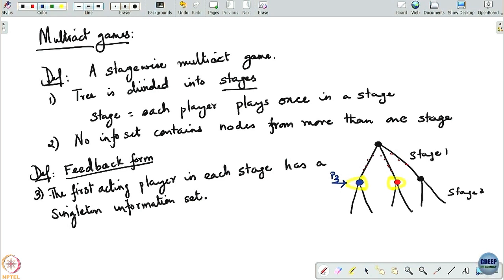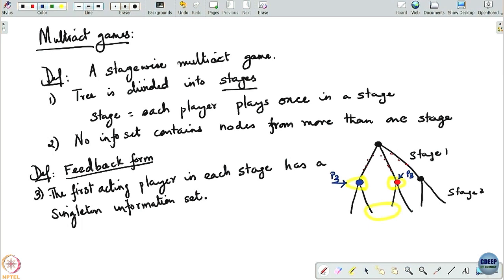Now, the players that follow this should also have this information. Everyone must be clear about which sub game in stage 2 they are in. Is this clear? So, you cannot have a situation like this, for example. Player 3 here knows that this is where the game ended. He knows that it ended at the blue node or the red node.